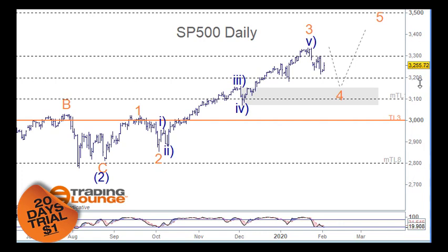So, as you know, we're looking from minor wave 3 here to minor wave 4 here, and I need to talk about minor wave 4 here because wave 4s in Elliott Wave tend to be complicated. However, that hasn't been the case with the trend up here so far.